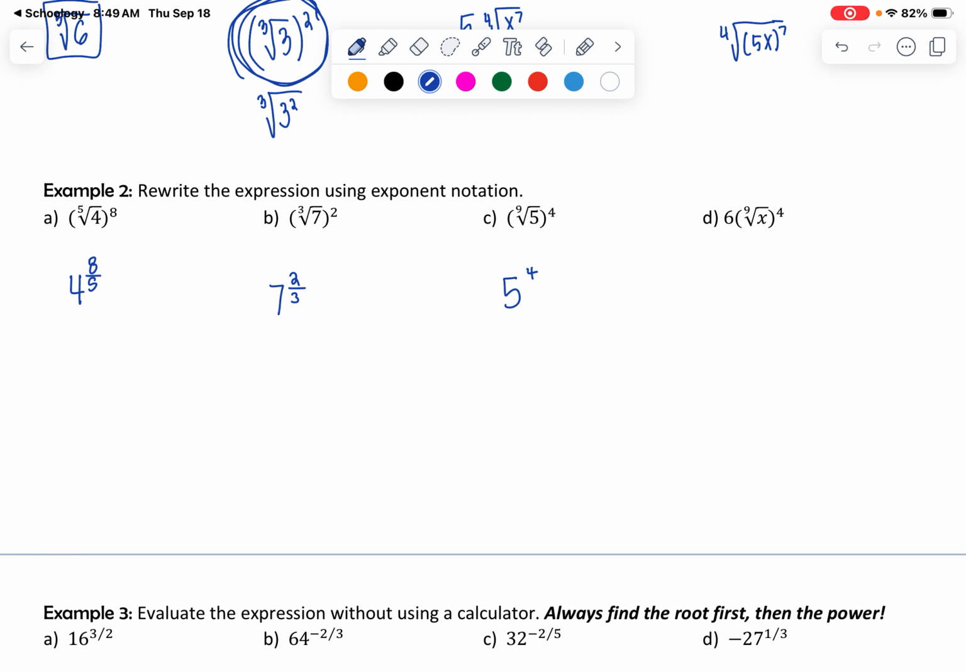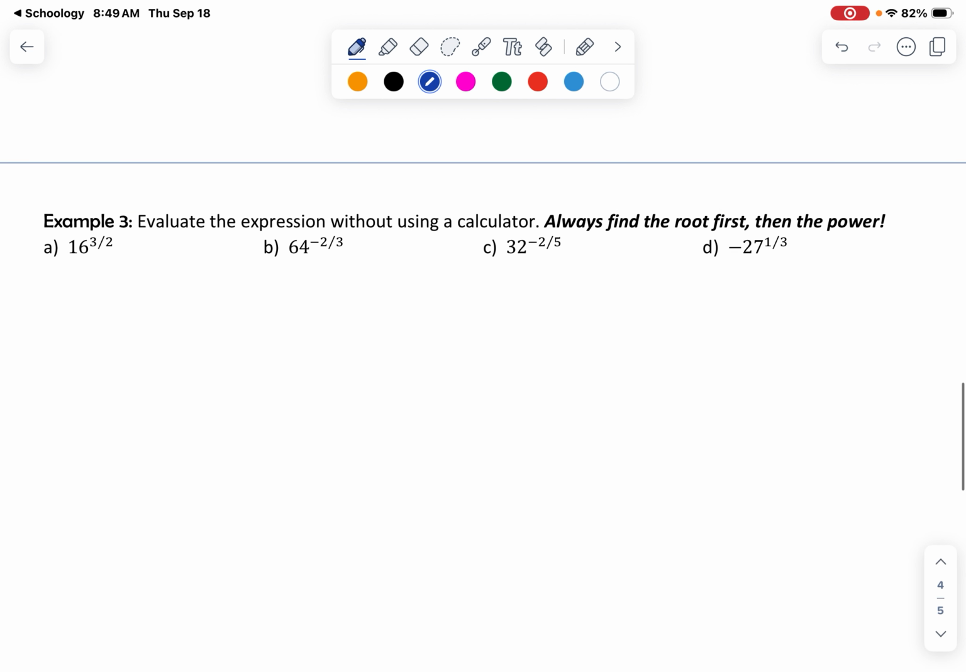5 to the 4th, and then the root is 9. And then we have a 6 in front, x to the 4th, and then the 9th root. Right, and the 6x is not in parentheses because the 6 is not underneath the radical.